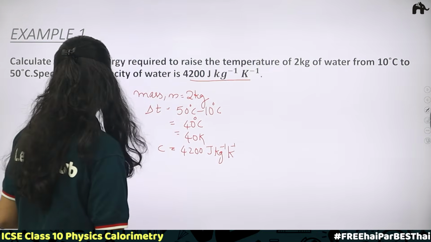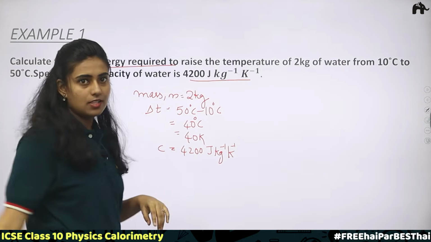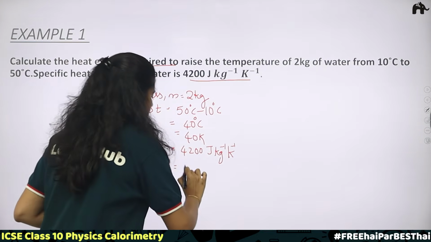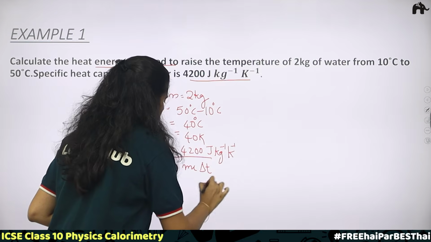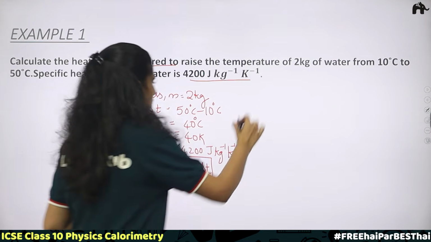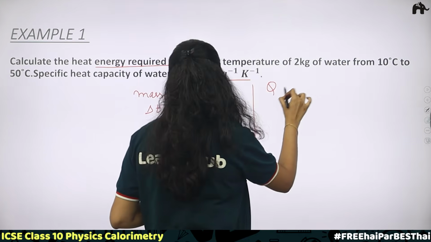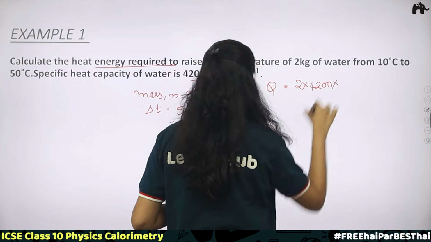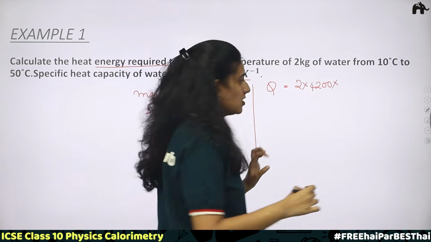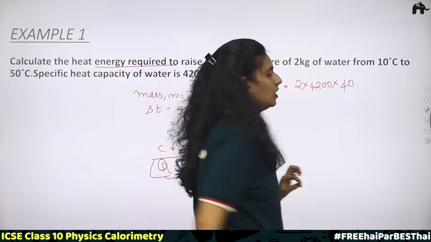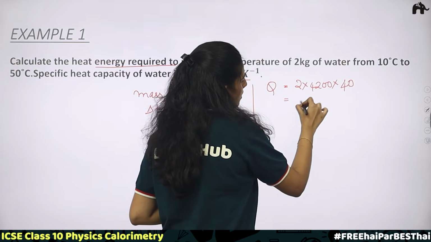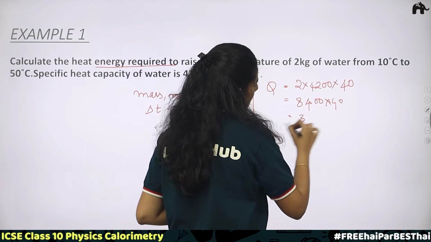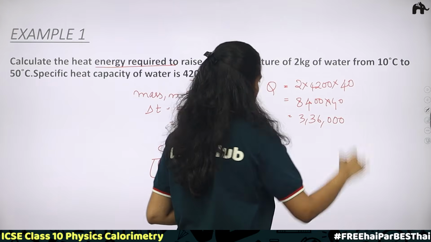Now we have to find the heat energy required. How to find heat energy then? Heat energy Q is equal to, we have the equation mc delta T. Just by substituting the values, you will get the final answer. So here Q is equal to mass 2 into c which is 4200 into delta T. Delta T or change in temperature is 40. So this is equal to 8400 into 40, which is 3,36,000. Now what is the unit?